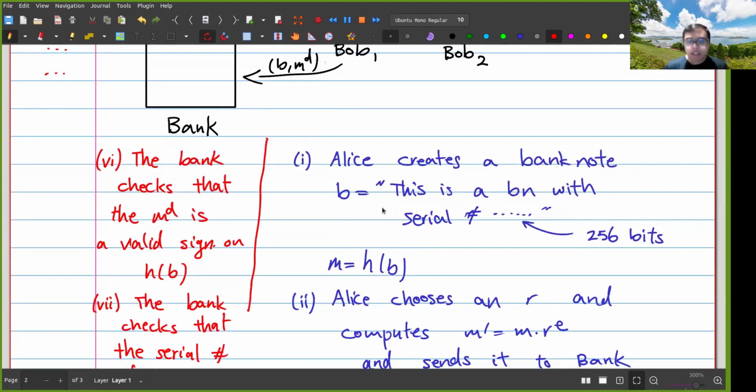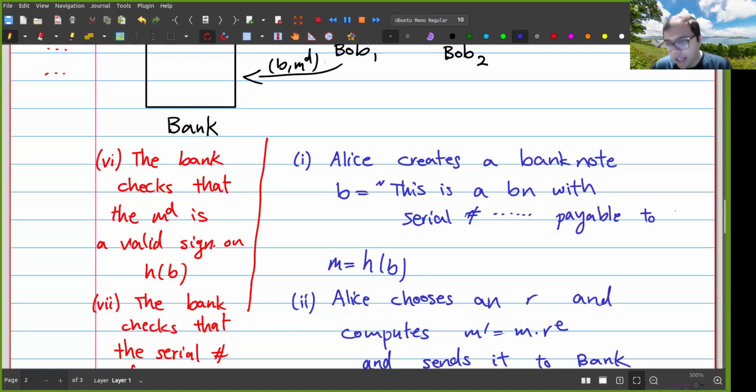And the answer is yes. So I can just change my banknote by saying that, well, previously my banknote was of this format. It was just saying this is a banknote with this serial number. But now I can say this is a banknote with this serial number, and then I can say that the only person who can deposit this banknote is Bob. Okay, so this is a banknote with this serial number payable to Bob. And I write Bob here, but this is actually going to be a public key, right? Or an account number.